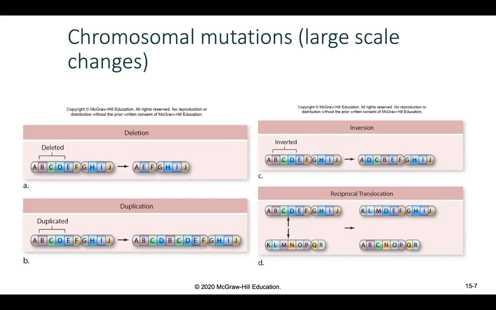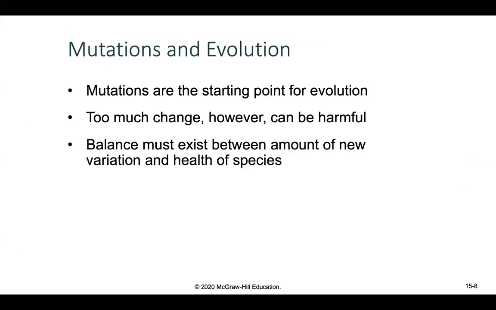All right. And then to kind of wrap up, mutations and evolution. So mutations, like I said, are not always a bad thing. They're actually the starting point for any kind of evolution. So you have to have some kind of change in the genetic material to allow for evolution. Beneficial mutations will be more likely to be passed on. So mutations can be a good thing.